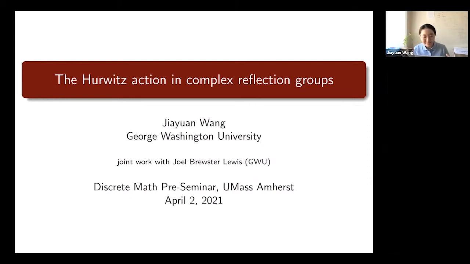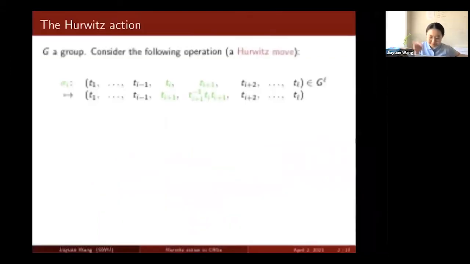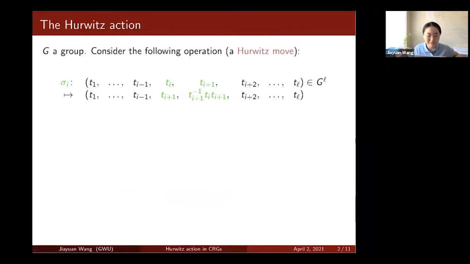In the pre-seminar, I will introduce what a Hurwitz action is and what complex reflection groups are. Then I will give you a little bit of overview of previous work that has been done in this area, and also introduce some terminology that I will use in the talk. Also, stop me whenever there is a question.